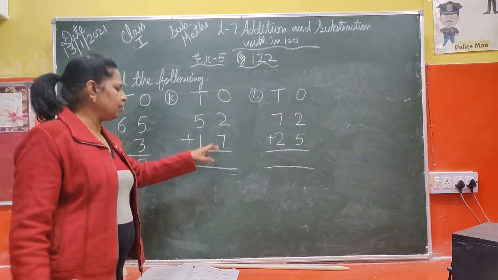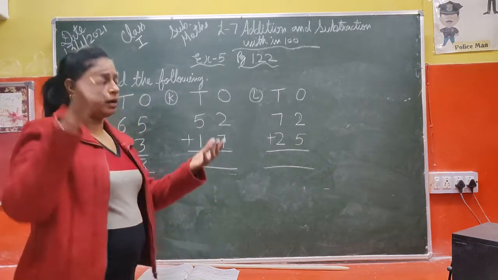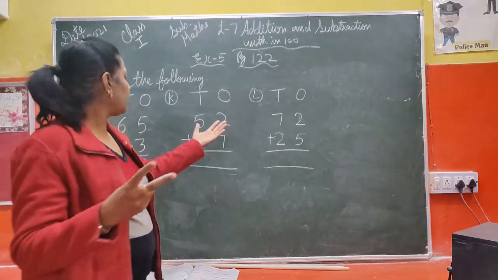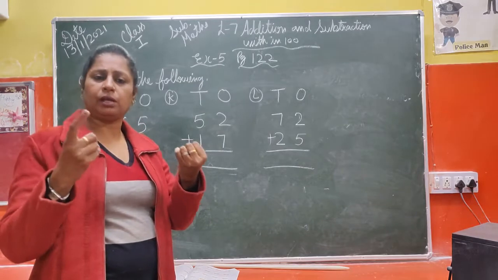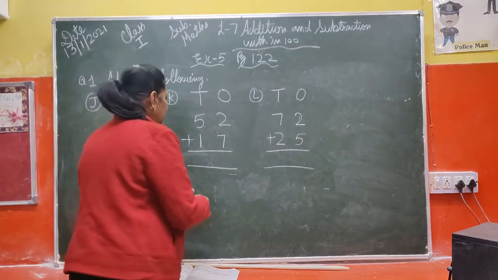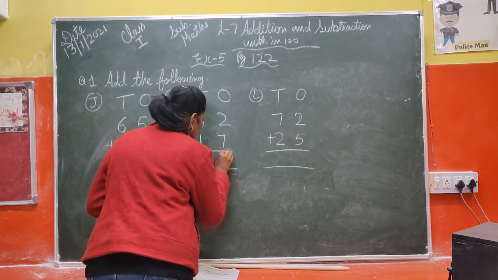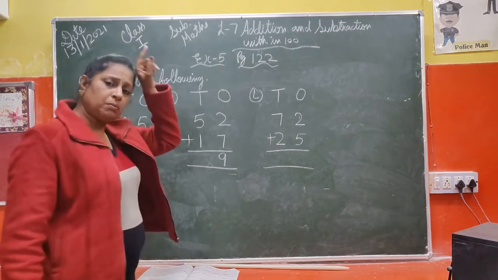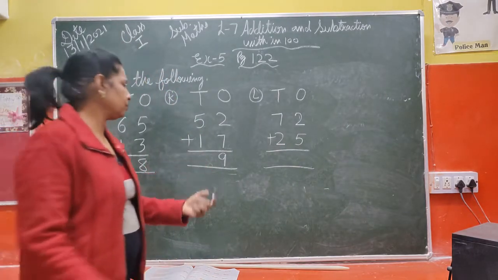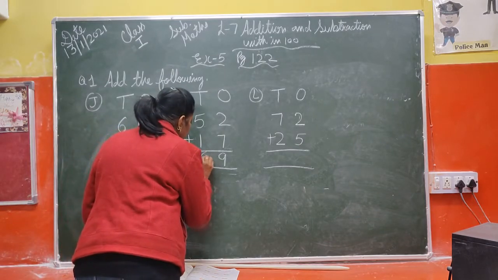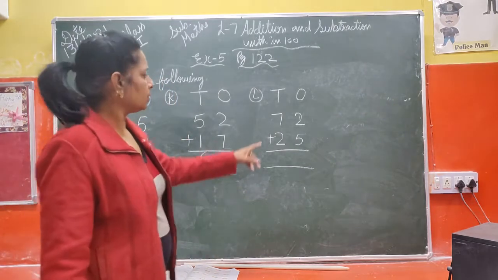Now 2 and 7. 2 in my mind and 7 in my finger. After 2, 3, 4, 5, 6, 7, 8, 9. So answer here 9 and 5 in my mind and 1 in my finger. After 5, 6. 6, 9, 69.